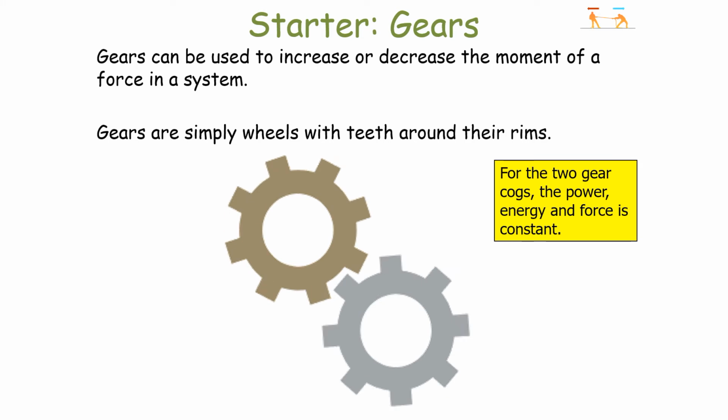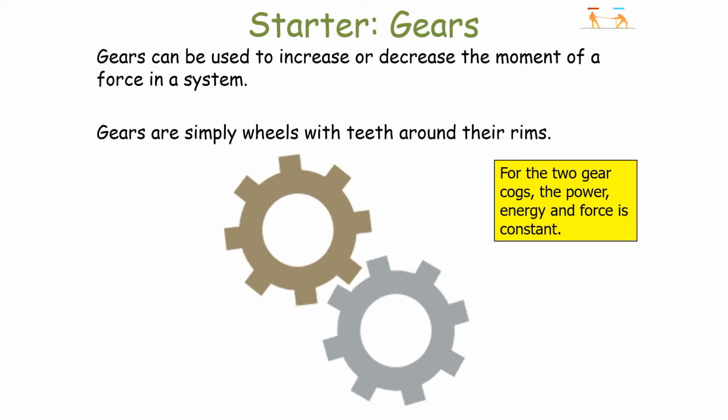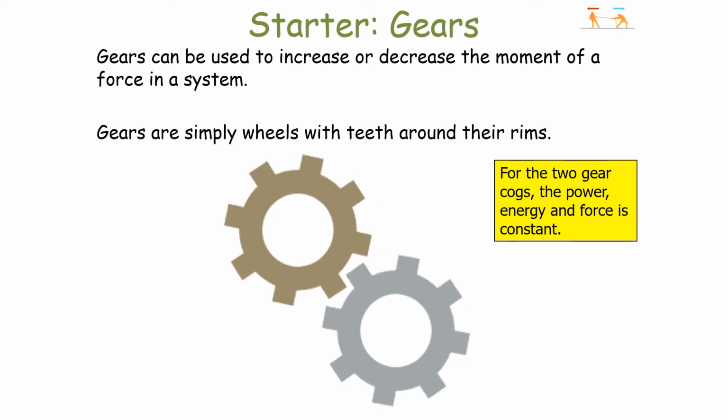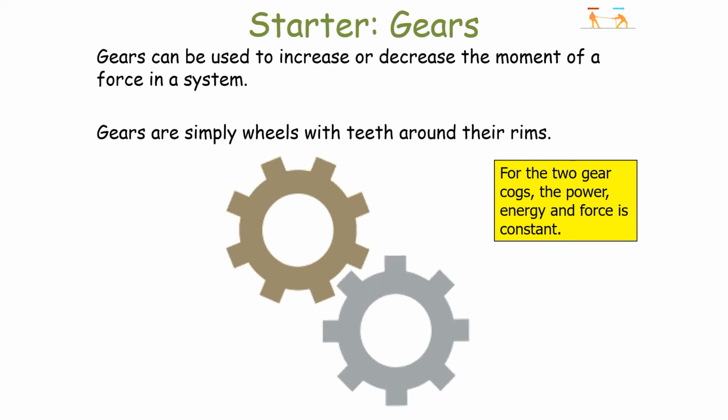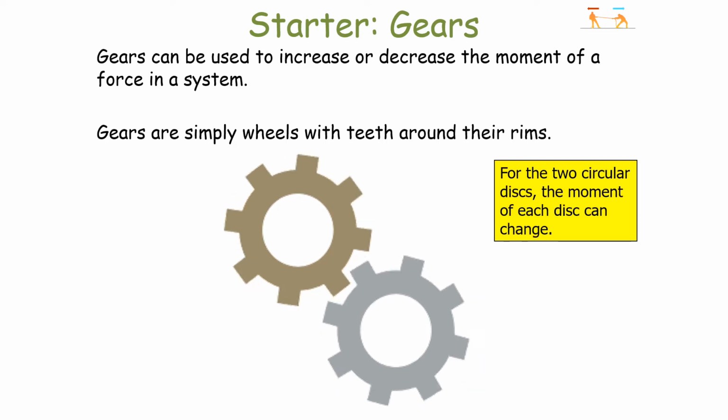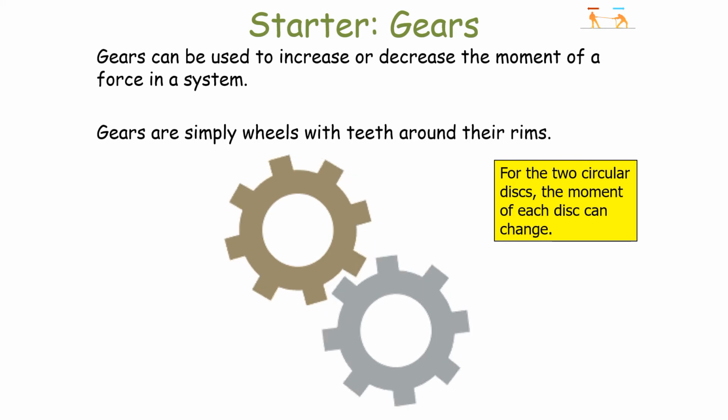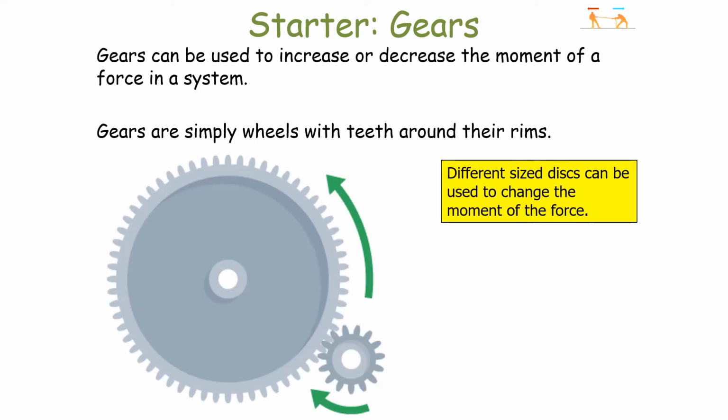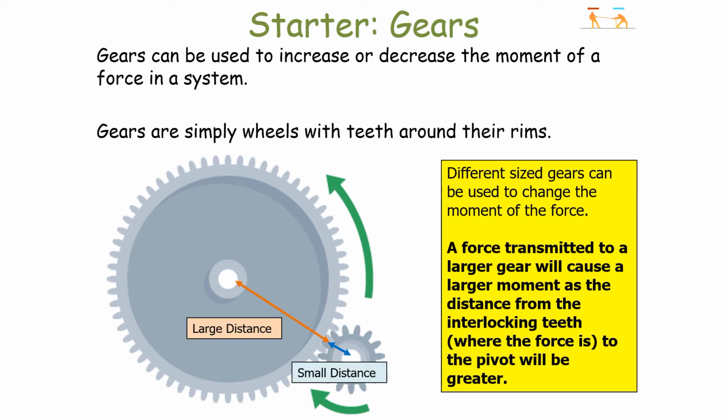So for the two gear cogs, it's important to note that the power, the energy and the force between the two is constant, but for these two circular discs, the moment of each disc can change. Now it's very important to note that different sized discs can be used to change the moment of the force. So a force is transmitted to a larger gear, which will cause a larger moment as the distance from the interlocking teeth, which is where the force is, to the pivot is going to be greater.